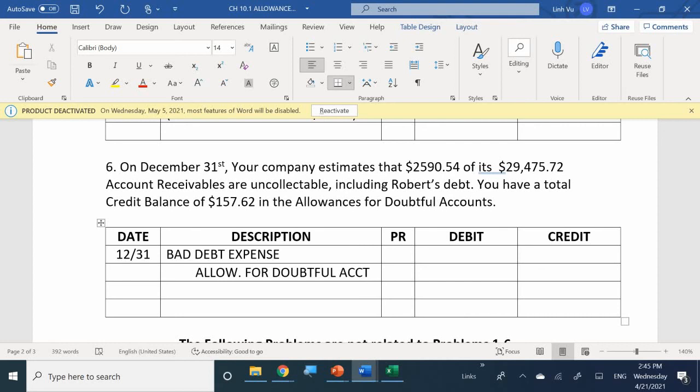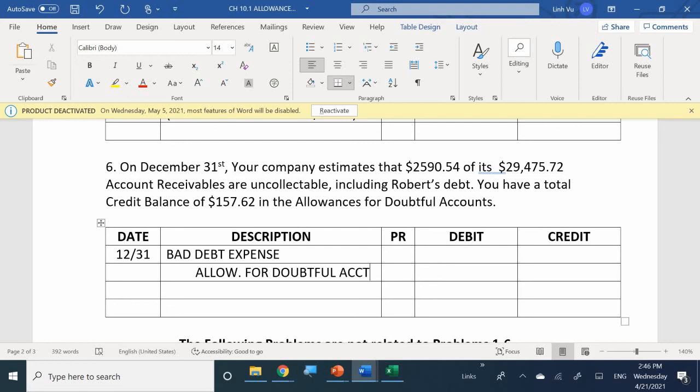My question is this: you're going to subtract the 157.62 because it's a credit balance. Is Robert's debt included in the 2,590.54? It's included in the balance. Now remember, is Robert our only customer? No. We had other people who owed us money but also paid us off as well. So that's why we currently have a credit balance.